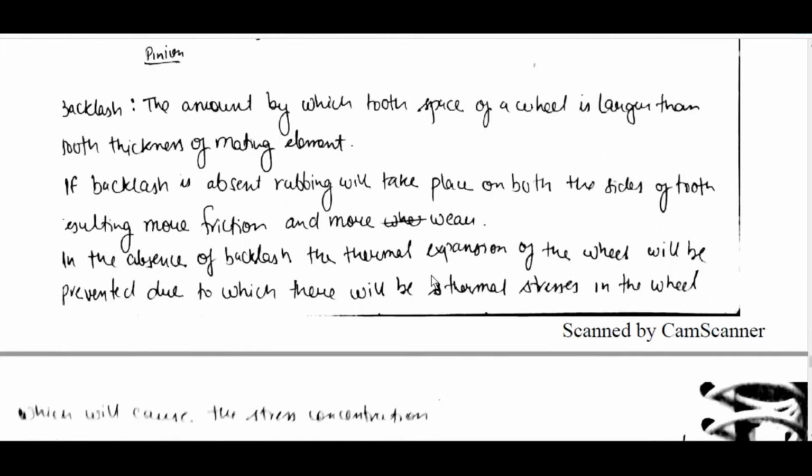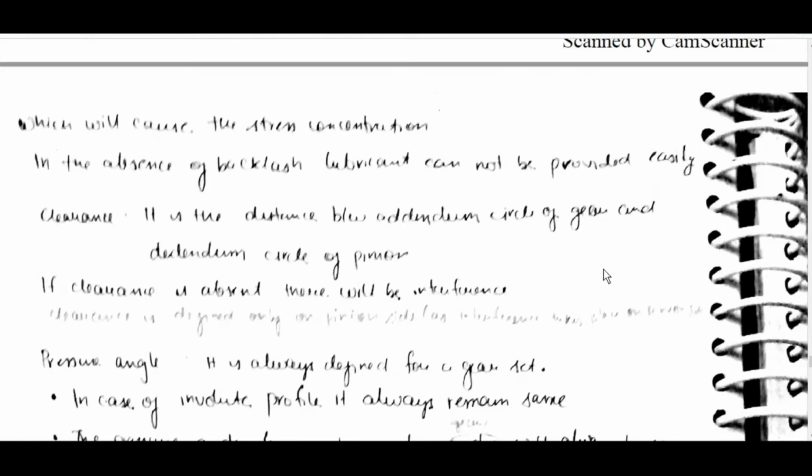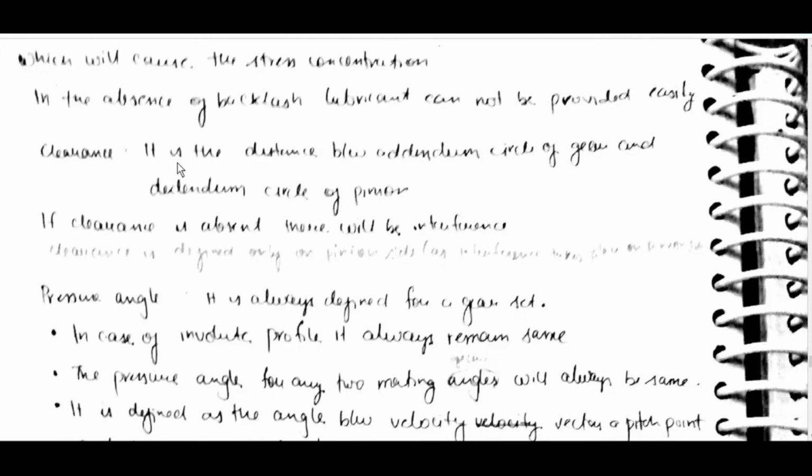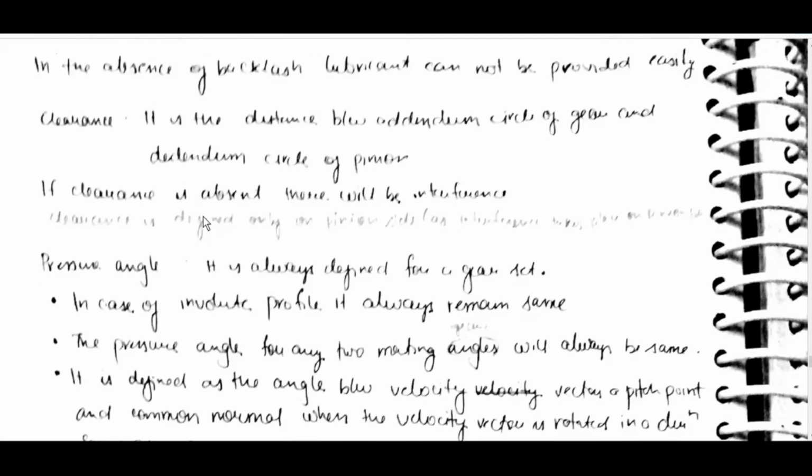In absence of backlash, the thermal expansion of wheel will be prevented, due to which there will be thermal stresses in the wheel, which will cause stress concentration. In absence of backlash, lubricant cannot be provided easily. Clearance is the distance between addendum circle of gear and dedendum circle of pinion. If clearance is absent, there will be interference. Clearance is designed only on pinion.